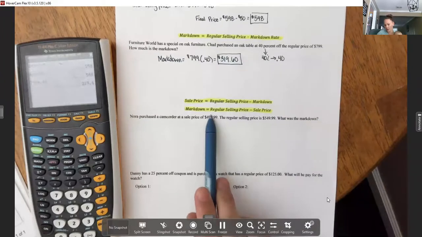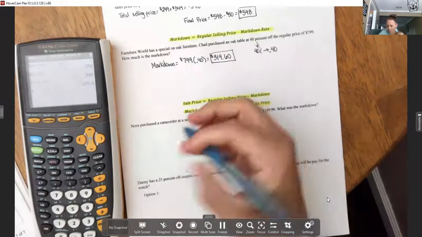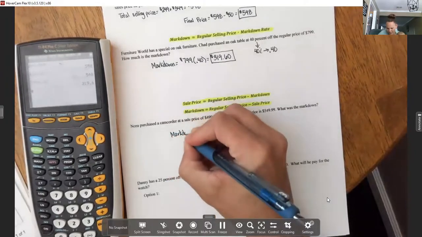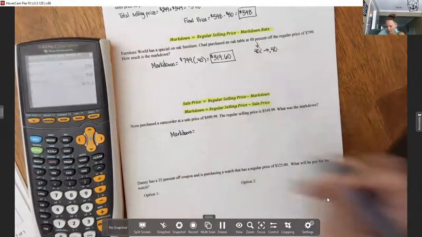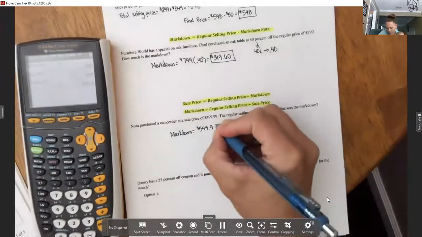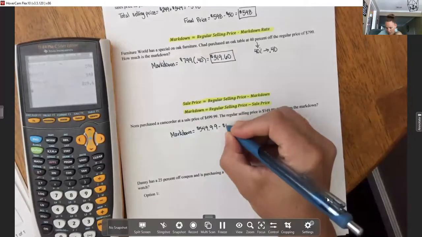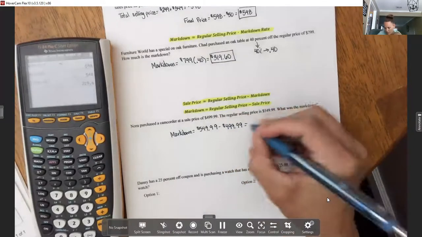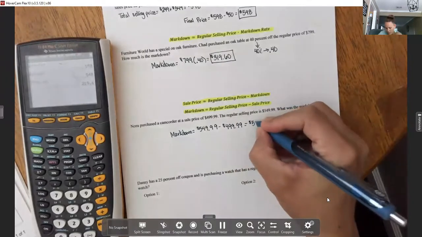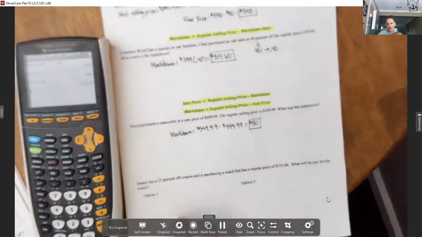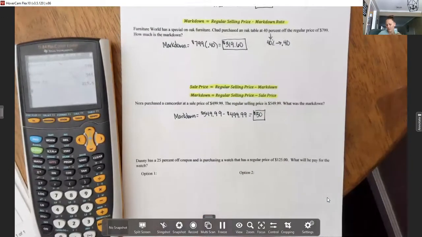So we're doing this one. So we want to know, how much am I saving? Is it actually a good deal? So the regular selling price minus the sale price is going to be $50. So she's only saving $50 on that, or she only saved because she already purchased it. She saved $50 on that camcorder.